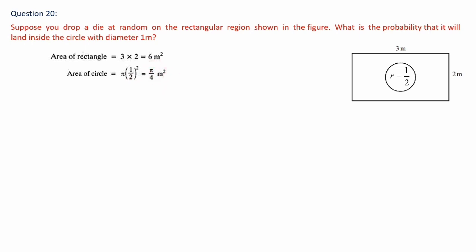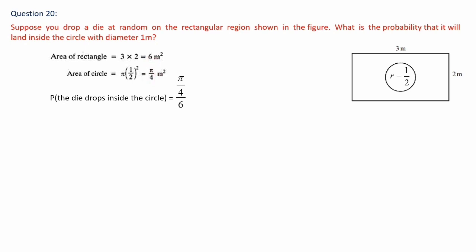Favorable one in the sense the question. What is the probability that it will land inside the circle? So inside the circle in the sense this much area is your favorable one. And your total area is this one, area of rectangle. So the probability of the die drops inside the circle is pi by 4 means favorable one divided by the total. Favorable outcome divided by the total outcome. Favorable outcome is pi by 4 divided by the total outcome is 6.